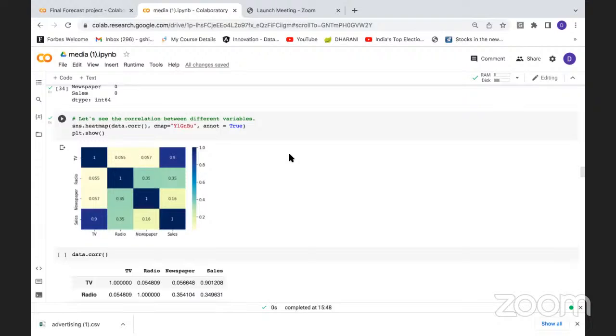0.055, right? Out of all this, if you observe, there is a very good correlation between these two, 0.9. Others, though you do an ad on newspaper, though you do an ad on radio, there is not much interesting increase in the sales. Okay? Not much interesting happens here.